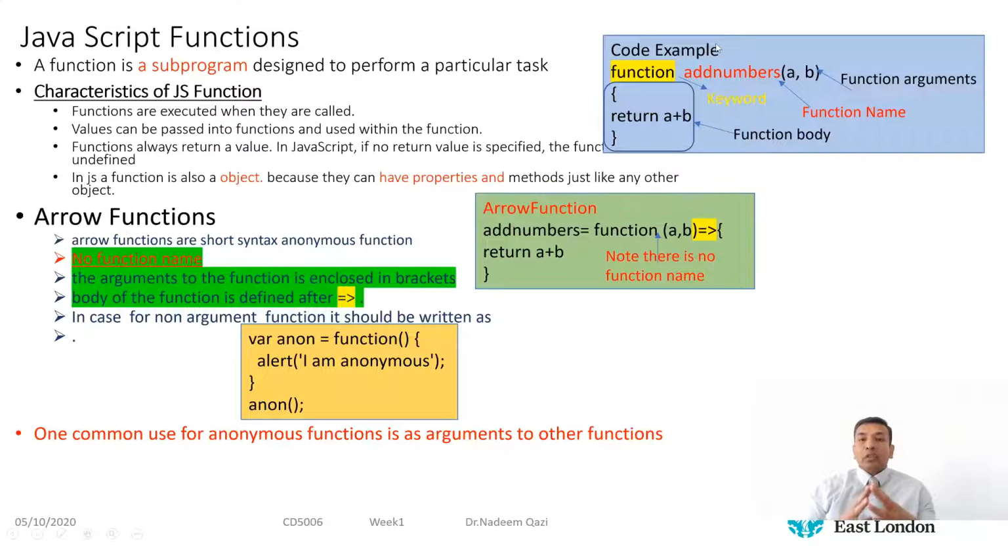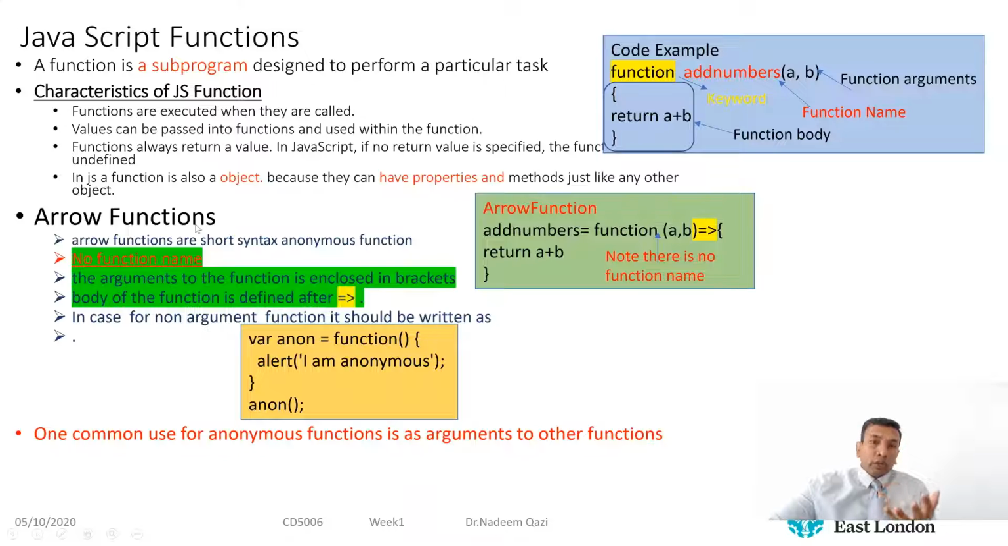Repeat, a function in JavaScript is created with the keyword function, followed by the name of the function, followed by any information, any arguments that you pass to this function. And within the curly bracket, you place the body of the function. So this is the traditional way of creating a function.